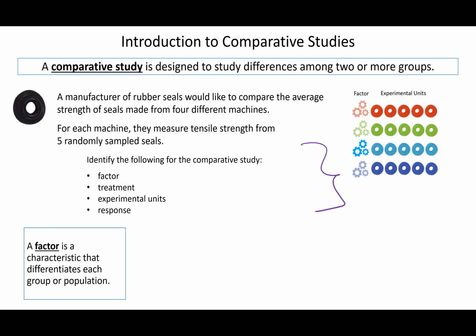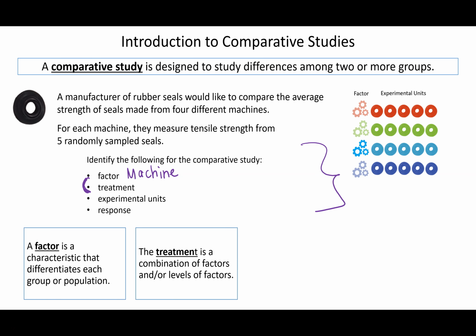So just going to throw these out. So the factor, it's a characteristic that differentiates each group or population. So here, my factor is going to be machine. And treatment, a lot of times they're going to be like levels of that factor. So the treatment is a combination of factors and or levels of factors. So what makes each group different is what machine it is, but then treatment, I'm going to put M1 for machine 1, machine 2, machine 3, or machine 4. So those are my levels. I have 4 levels.